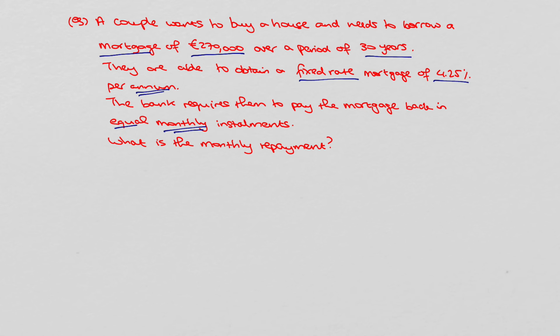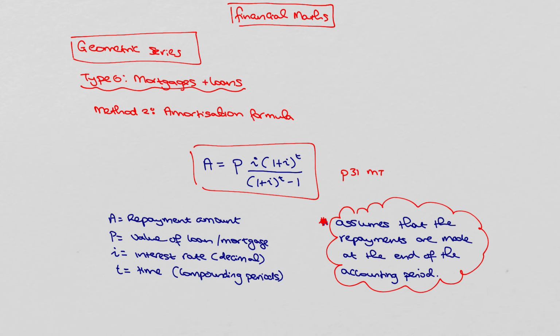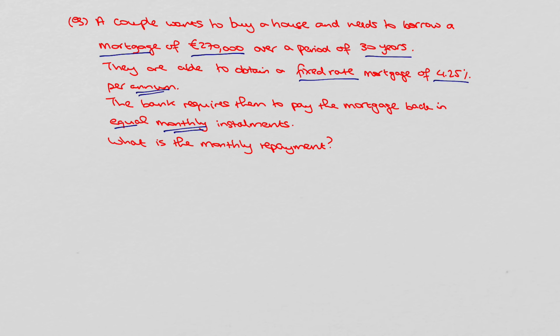So what we have to do is look at our formula. And we know that in the formula we have P, our mortgage value, I is our interest rate, and T is our time. So does our time match our interest rate? And it doesn't, because we want months and the interest rate is per annum. So therefore the first thing we always have to do is check our rate and therefore change the rate. So we're going to change the rate from yearly to monthly.